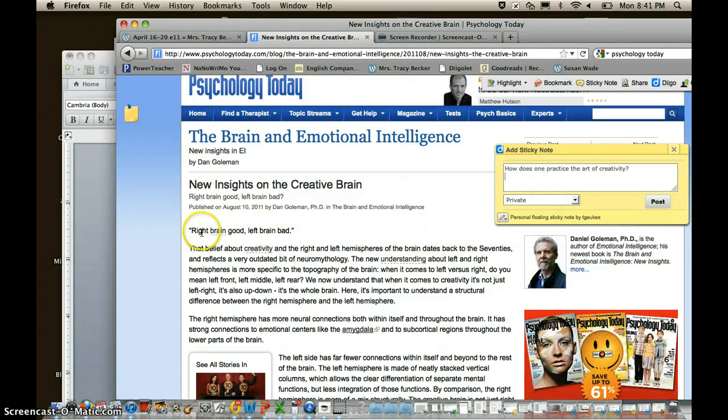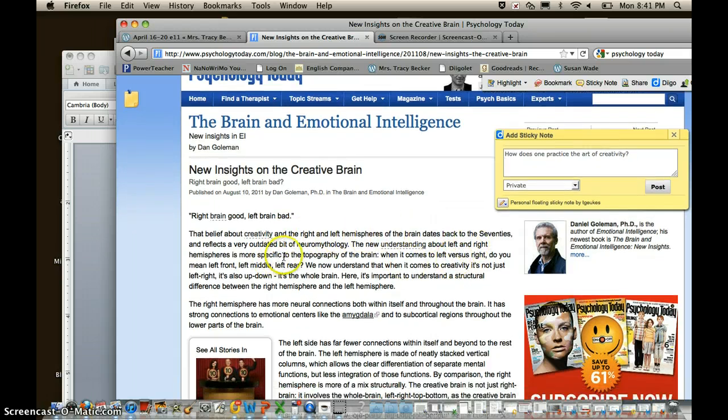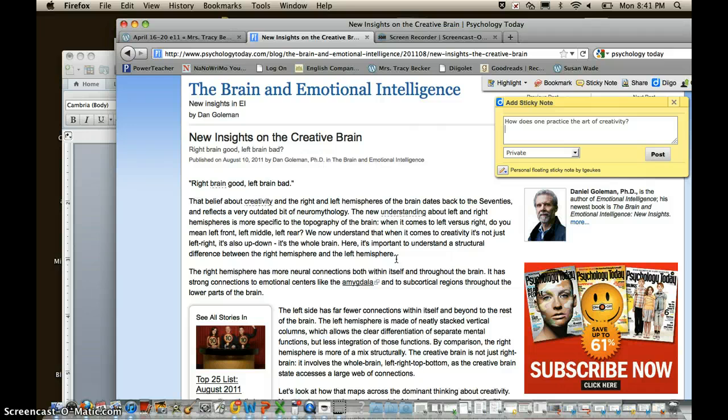Alright, so I'm just going to read through this a little bit. I'll read it aloud. That belief about creativity in the right and left hemisphere of the brain dates back to the 70s and reflects a very outdated bit of neuromythology. New understanding about left and right hemispheres is more specific to topography of the brain. Alright, I'm going to skim down a little bit.